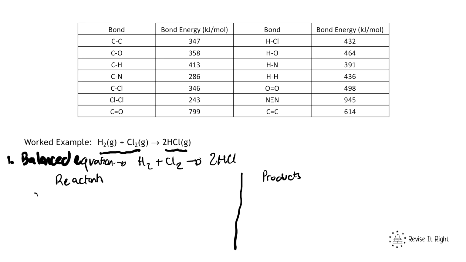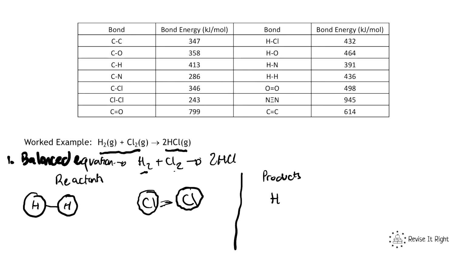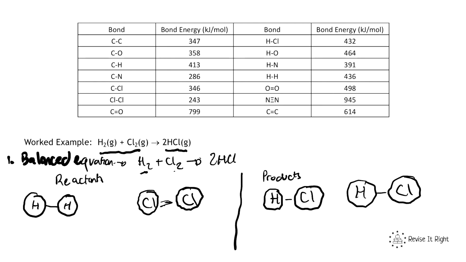So H2 is H, so 2 H's, that's this one here. And your chlorine is Cl and Cl. So that's me drawing out my 2 reactants. And then I'm going to draw out my products. I've got 2 lots of HCl. So I've got H bonded with Cl. And I've got 2 lots of them. Okay, so there are my drawings.